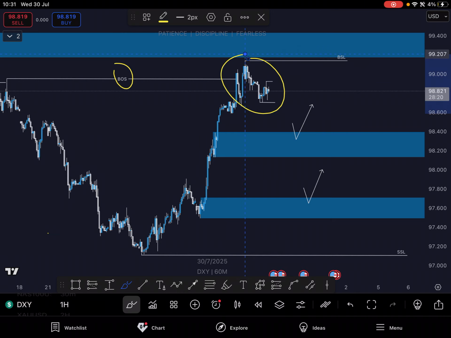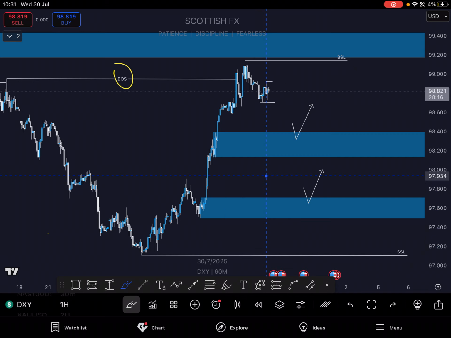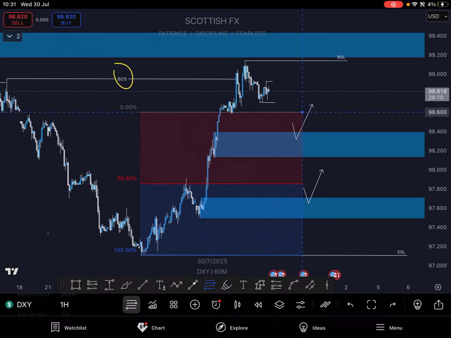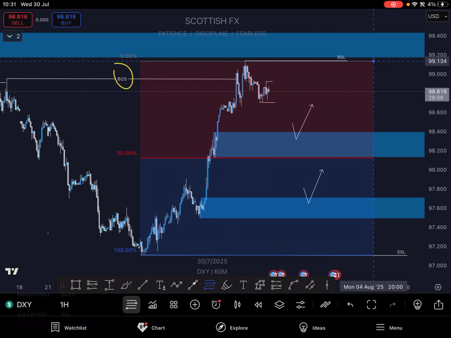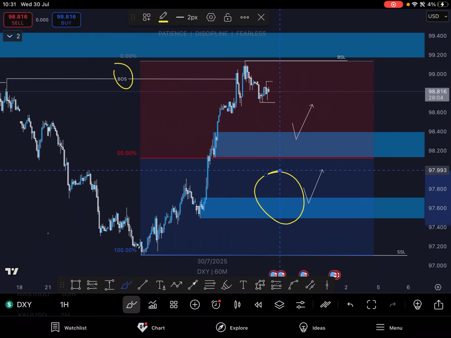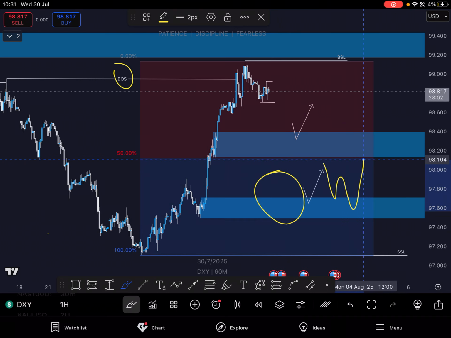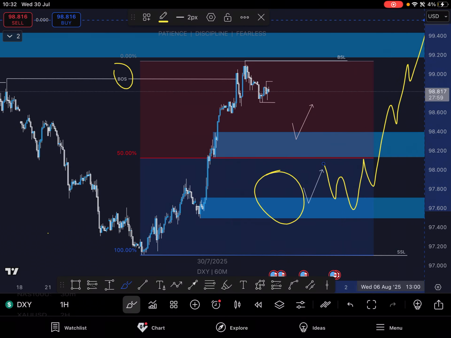Remember, here we have a premium zone, down here we have a discount zone. Okay, let's put a Fibonacci zone and see what I'm talking about. You see, I'm expecting this price to come into our discount zone, and then we can start to look forward for buying opportunities toward the upside if the US dollar still has value.